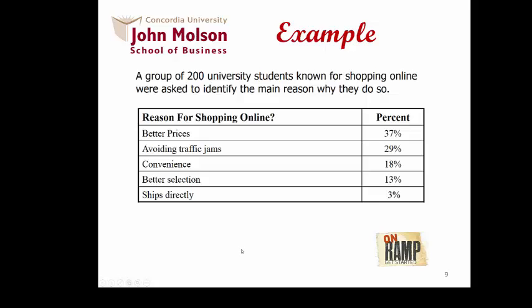Now let us take another example here. A group of 200 university students known for shopping online were asked to identify the main reason why they do so. We have the following distribution. How do we know it is a percentage distribution? Well, first of all, I look at the percentage. They have to add up to 100%. If that's not the case, this is not a good percentage distribution.